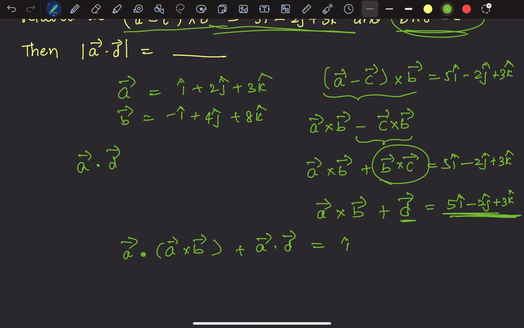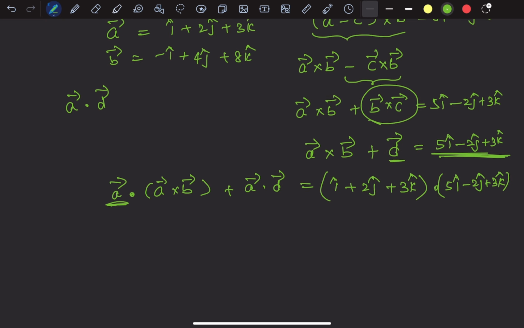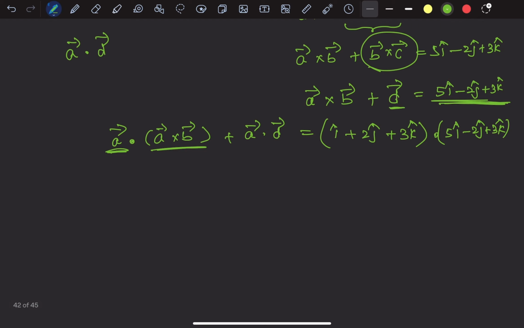A bar is i cap plus 2j cap plus 3k cap, dot 5i cap minus 2j cap plus 3k cap. So now if you see, A bar and A bar cross B bar will be perpendicular to each other. So this dot product will be simply 0. So you should remember all these things.